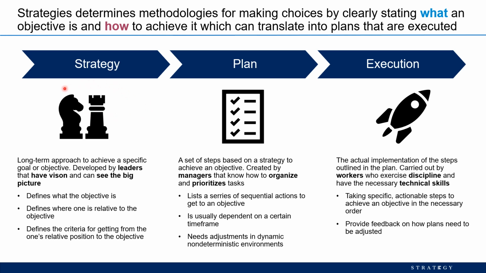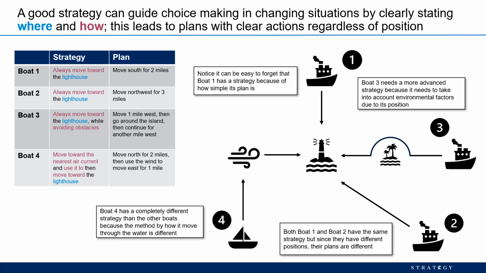So just a really quick recap of everything. A strategy determines what the objective is, where and how to get there. The plan is then the organization of tasks that will lead to that objective according to the decision criteria set by the strategy, and the execution is the actual realization or carrying out of those tasks that are listed out on the plan. So a good strategy gives good choice making criteria by clearly stating where and how. This will then lead to plans which states what the choices are.